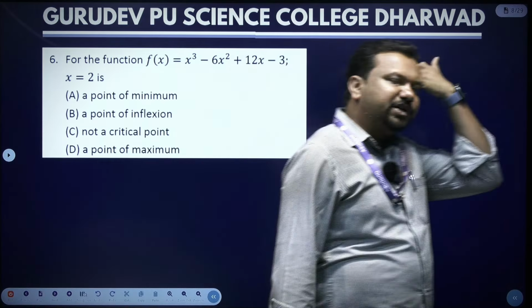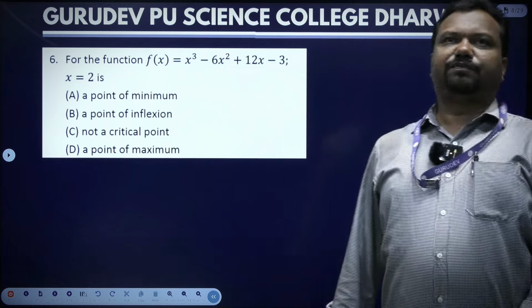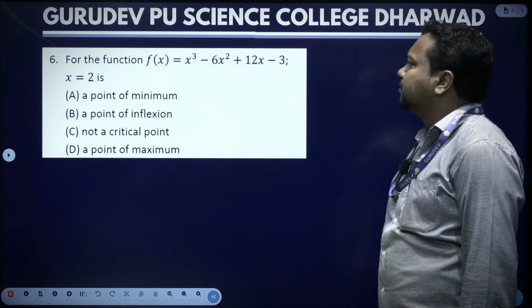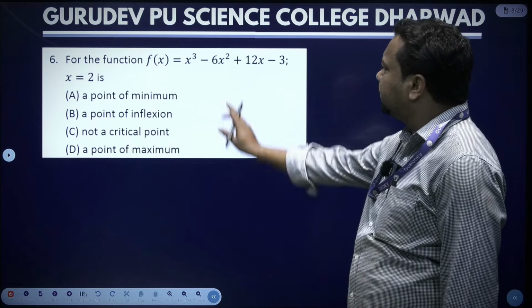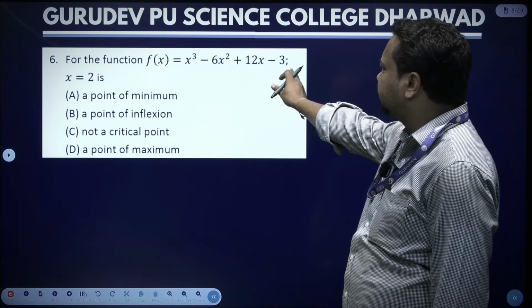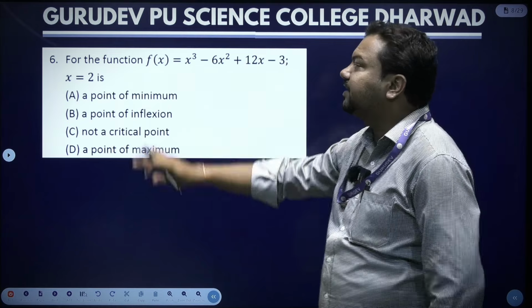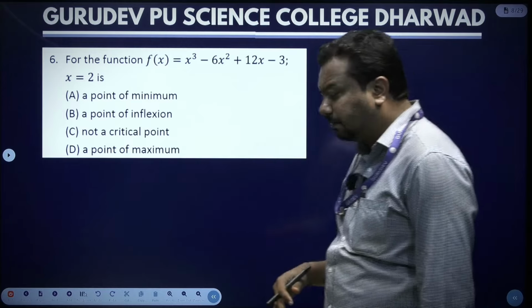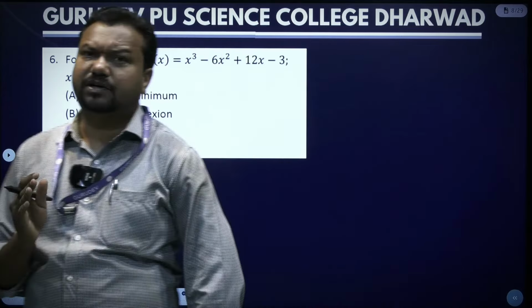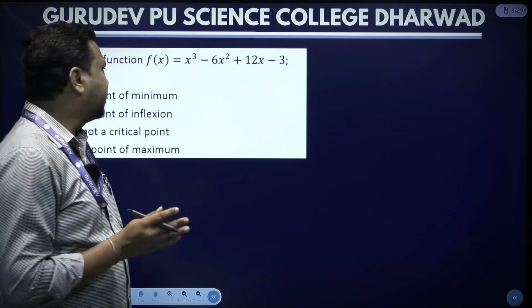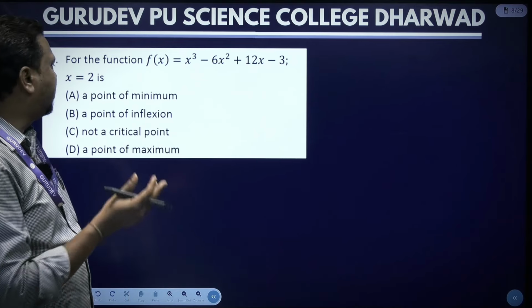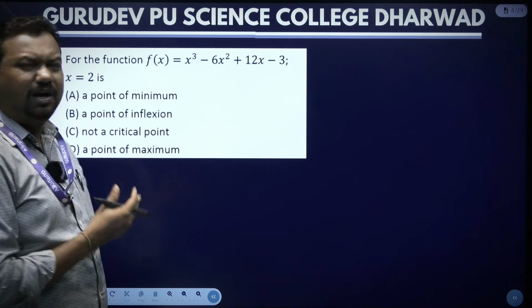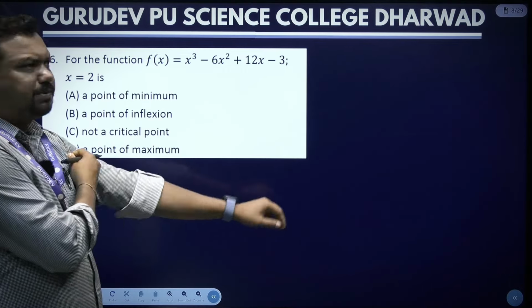For the given function, the minimum and maximum value of a function is one question. The function is defined as x cube minus 6x square plus 12x minus 3. And what happens when x is equal to 2? I hope you know that this question is from applications of derivatives, where we are very much interested in whether a function is having a minimum or maximum or critical point or inflection. Let us understand that. So what is the procedure for that?